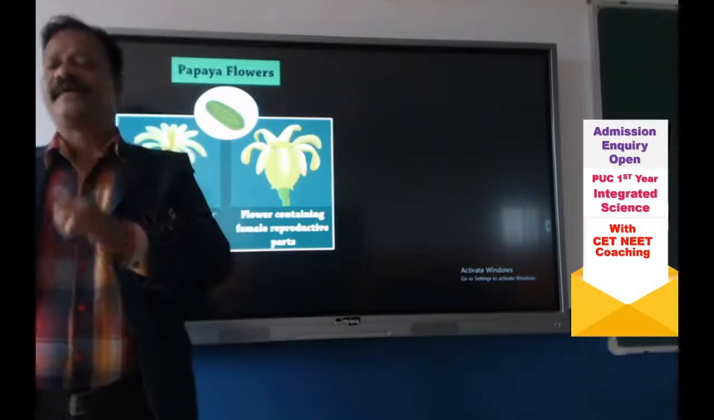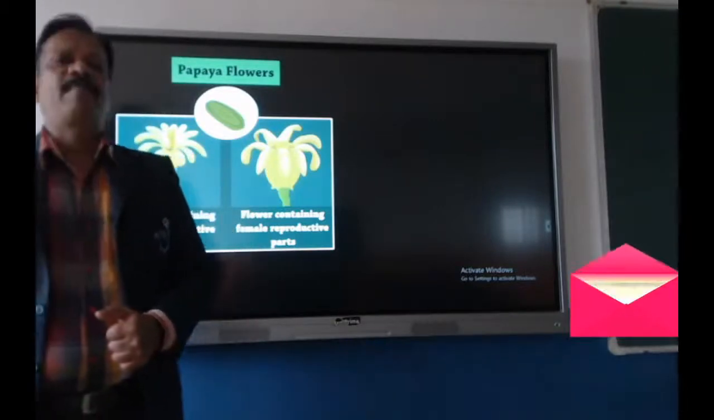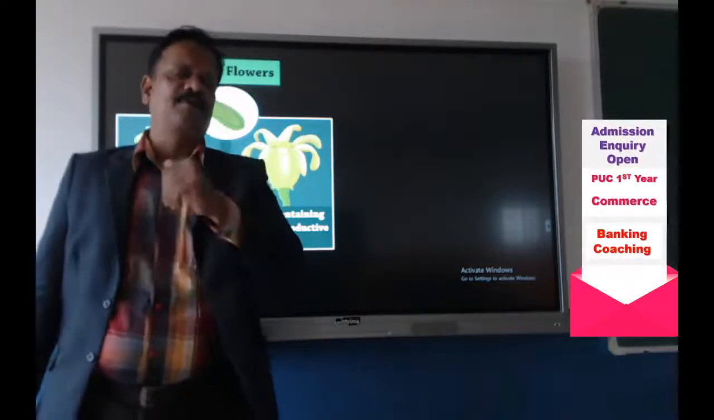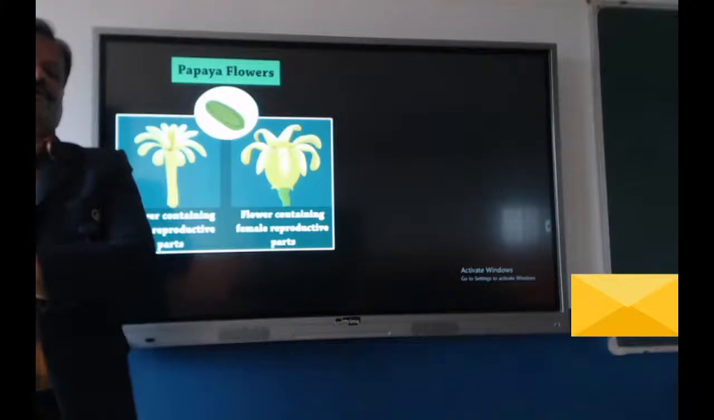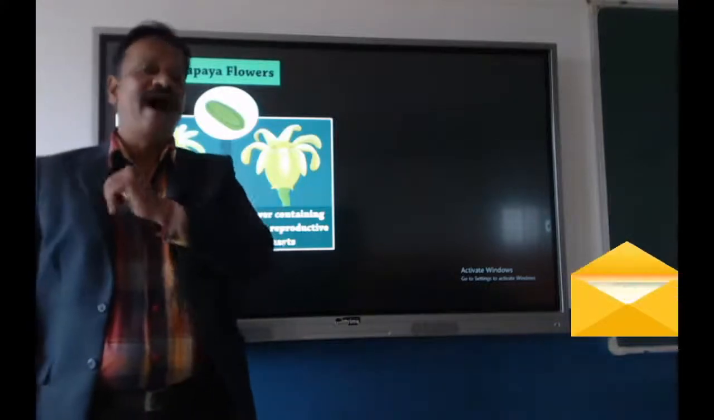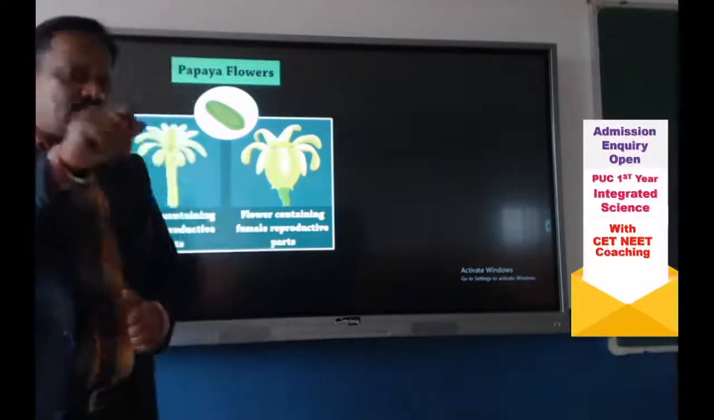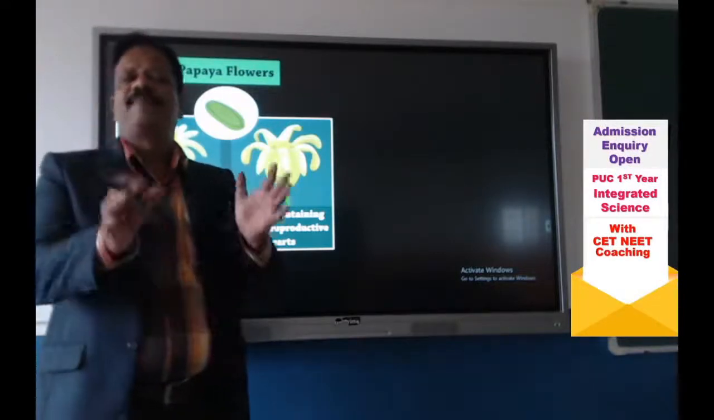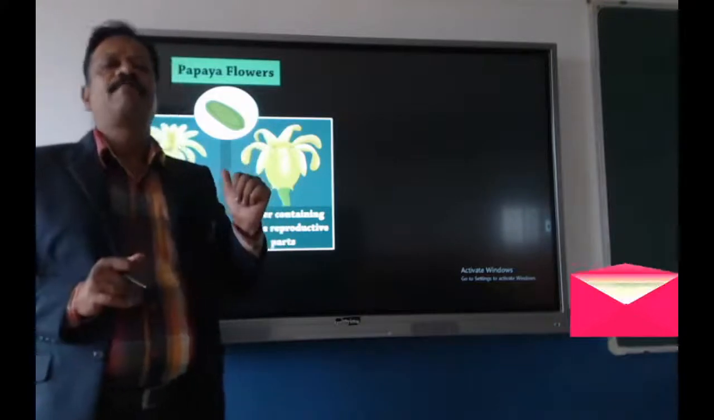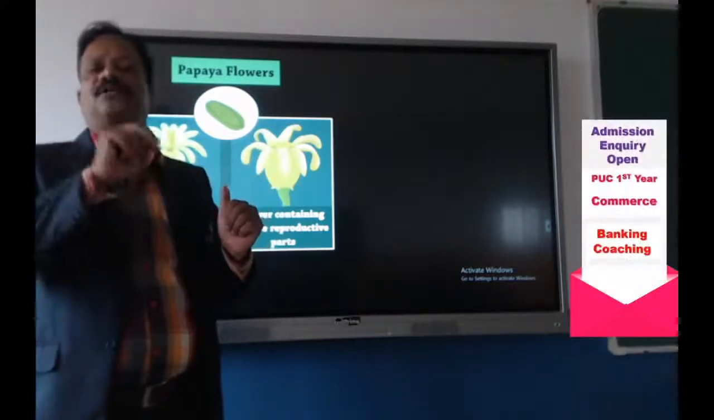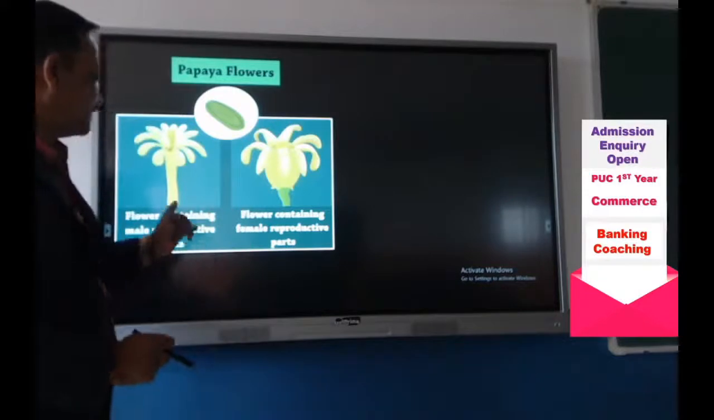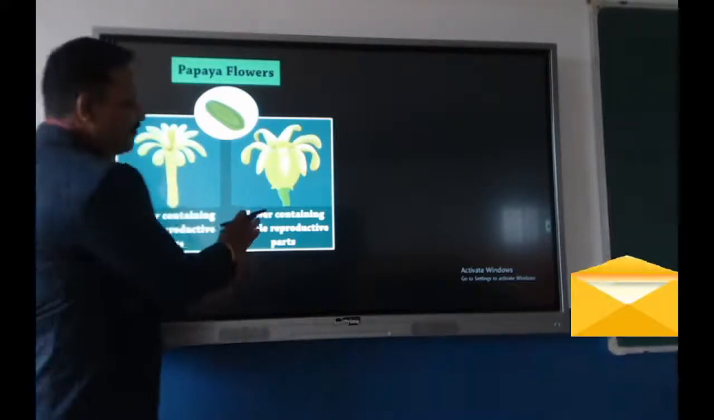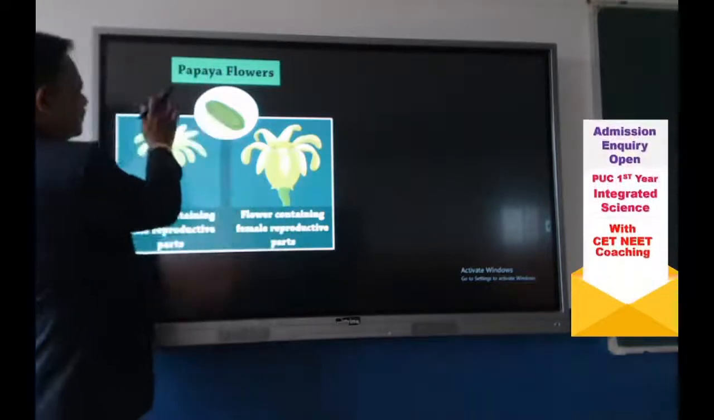So in examinations they ask why, in papaya, some of the plants produce fruits and some of the plants do not produce fruits. It is only because the female plant undergoes pollination and produces a fruit there. But the male plant sends only the pollen grains, so it is not producing fruits. These are unisexual plants. Flower containing male reproductive parts. Flower containing female reproductive parts.